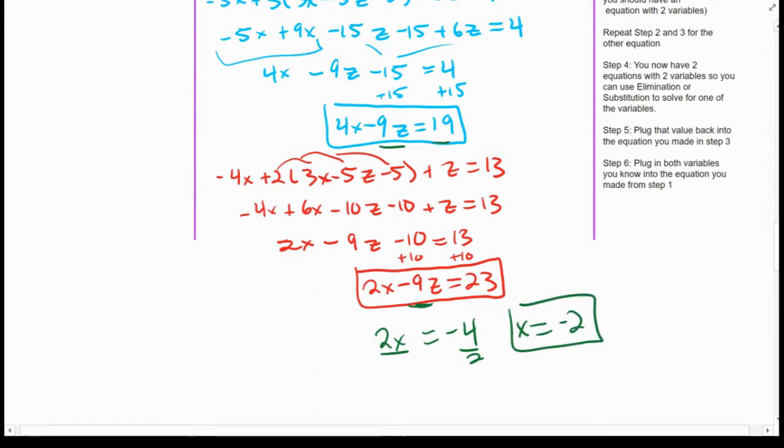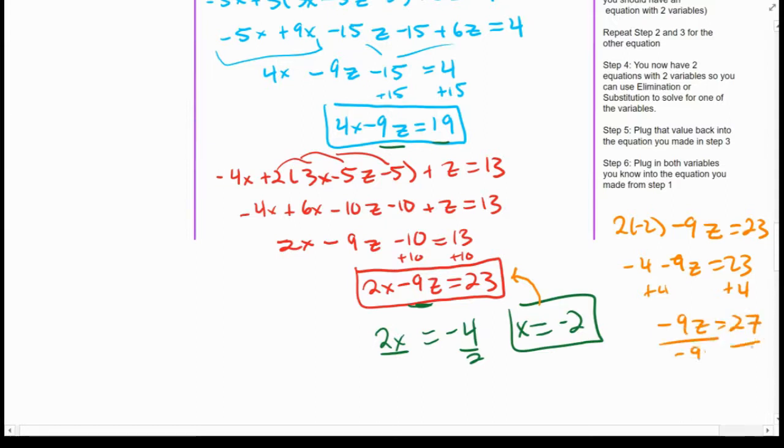And there is my first of three variables. Now I'm going to plug this x value into one of my equations here. I'll just go ahead and plug it into this red one. So I get 2 times negative 2 minus 9z equals 23. And I'm going to get negative 4 minus 9z equals 23. Add 4, divide by negative 9, and z is equal to negative 3.